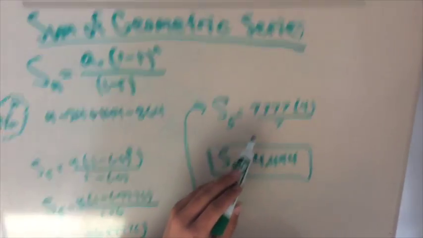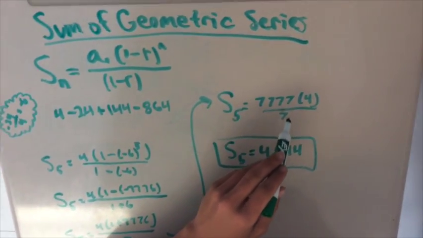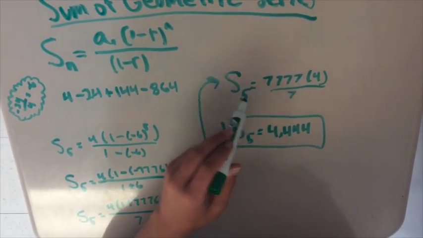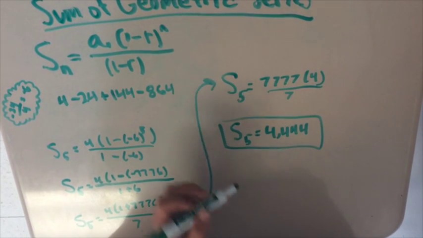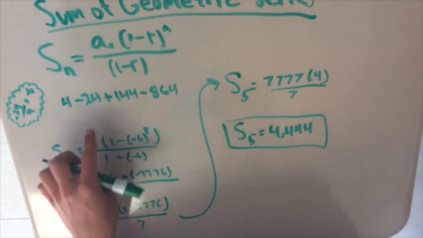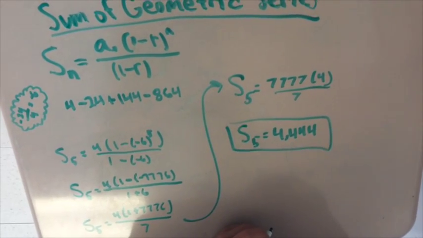And then that becomes 7,777 times 4 over 7. And all that will give you 4,444. And that will be the sum of this series, the first 5 terms of that series.